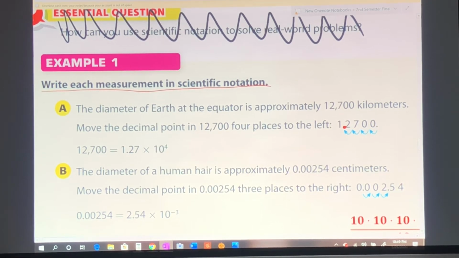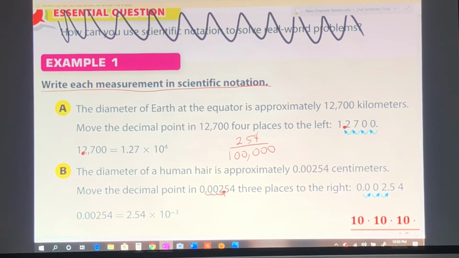Okay, the diameter of a human hair is approximately 254 hundred thousandths of a centimeter. Pretty small number. Okay, I went to Vegas with $100. I came back with 254. I'm rich. Okay, so you're still going to move the decimal. See how you moved it behind the first digit, so it's 1.2. You're going to put it over here behind the 2, so it's 2.54. But you're going the other direction.